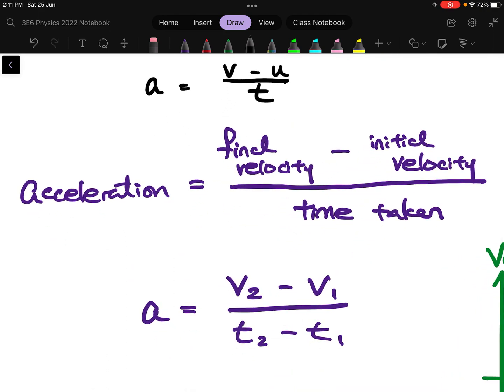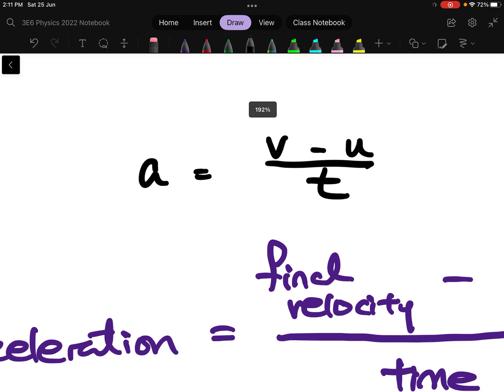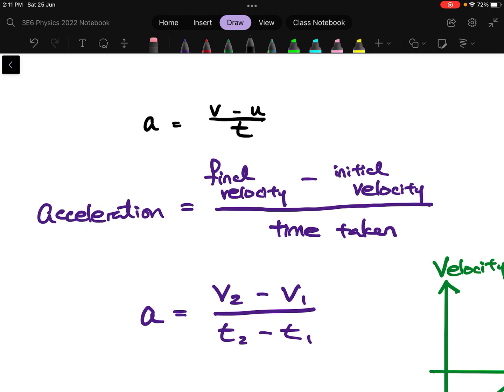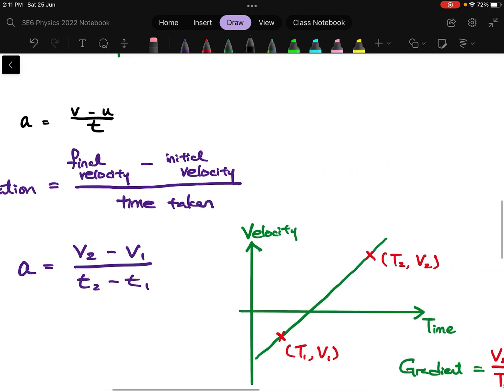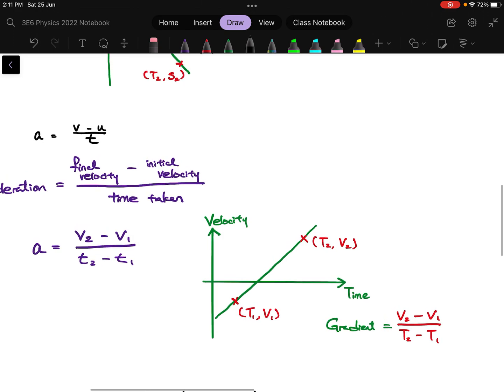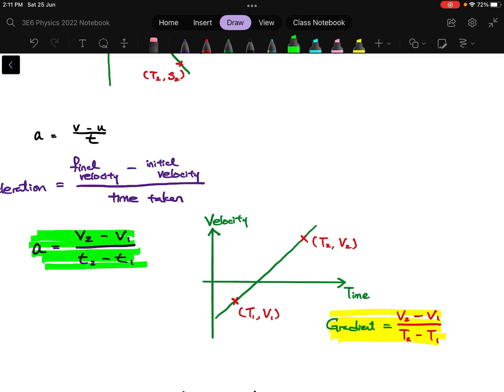Final velocity is v2. The time at which I reach v2 is t2, right? So if I generalize it, I will be able to see that my acceleration formula actually takes on this form as well. And by the same logic, if now I describe my motion and I represent it in terms of a velocity time graph, I can have something like that. And you can see that the gradient expression of a velocity time graph and the expression for acceleration over here, they are actually the same.